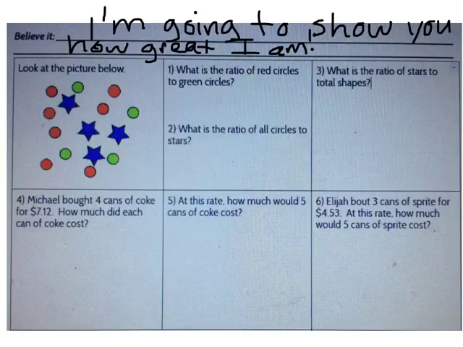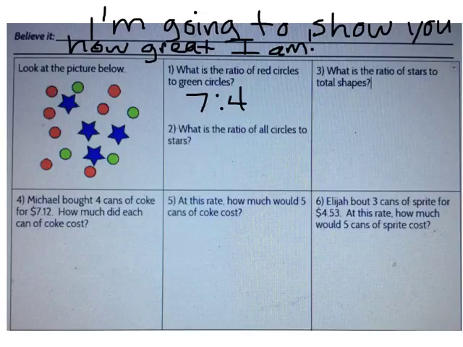Let's start with our do now. What is the ratio of red circles to green circles? Fill in the blanks to show that ratio. There are 7 red circles and 4 green circles, so the ratio is 7 to 4.